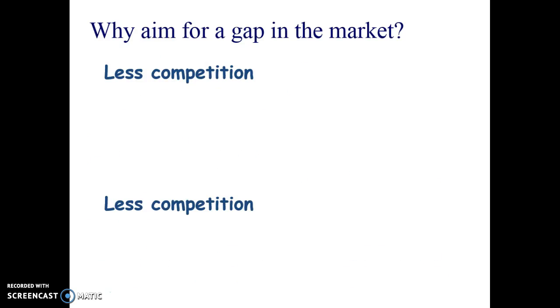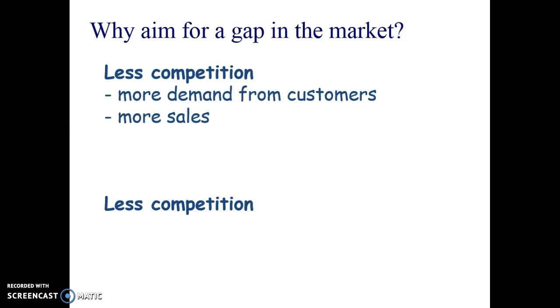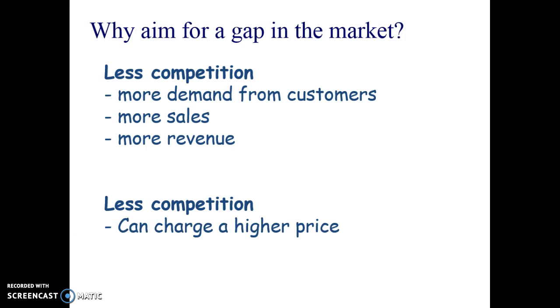So why aim for a gap in the market? I've got two points here: less competition, less competition. When you're answering questions like this in the exam, you need to make sure that you identify a point. I'd get one mark for this because it's just a duplicate, but then you have to explain why this is a good thing or why this happened. So here I have less competition means more demand from customers because they can't get the product elsewhere. This means more sales, more revenue, and hopefully more profit.